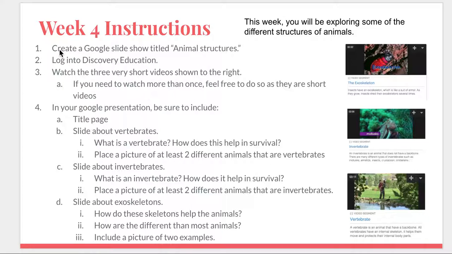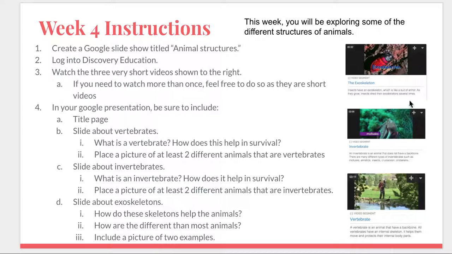The first thing that I want you to do is create a Google slideshow that's going to be titled Animal Structures. This is where you're going to house all the information that you learned this week. Then you're going to log into Discovery Education, making sure it's the Waukesha Discovery Education site, and use your username and password. You're going to watch the 3 short videos that you see to the right here. The first one is called the Exoskeleton, the second is called Invertebrate, and the third is called Vertebrate.